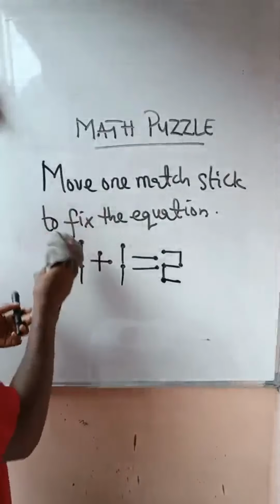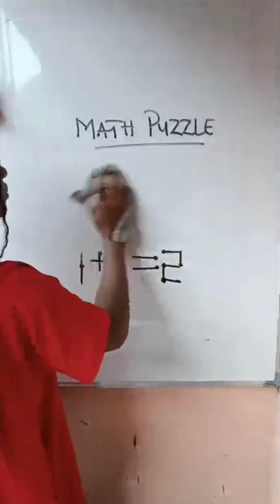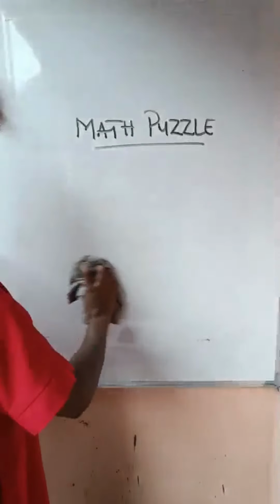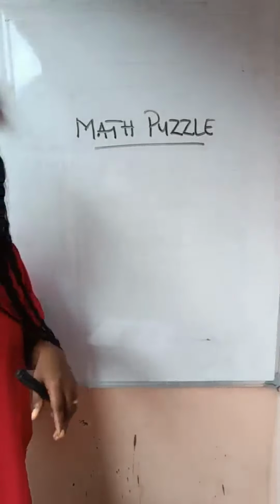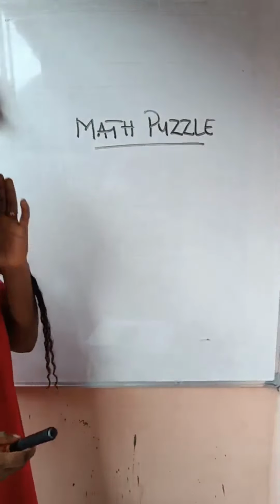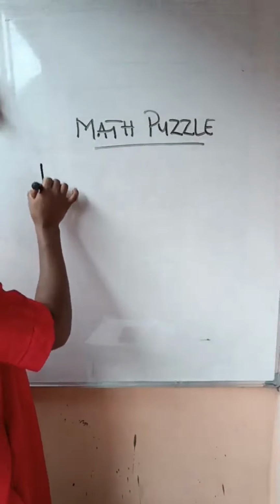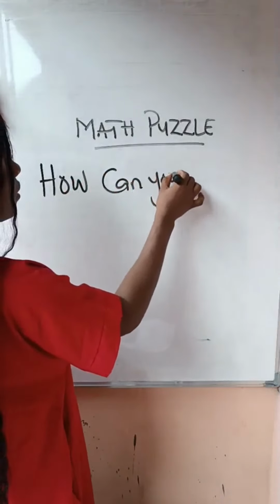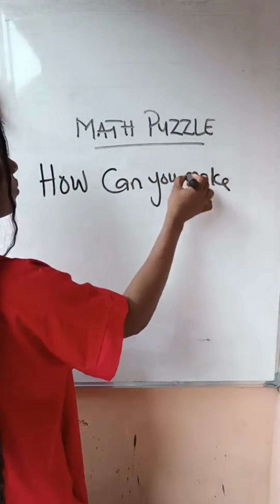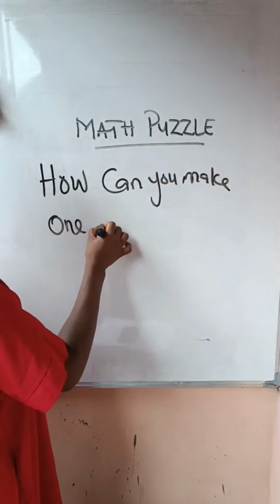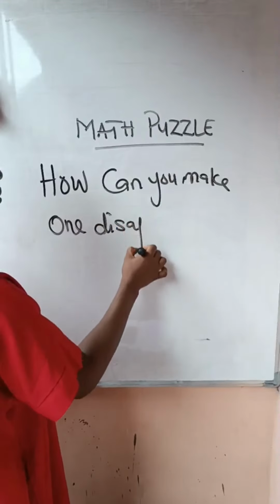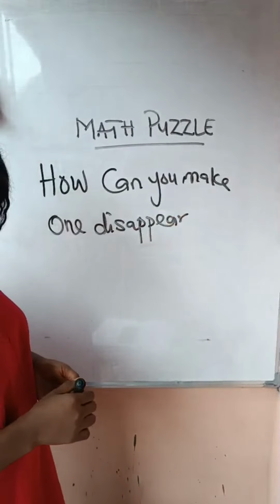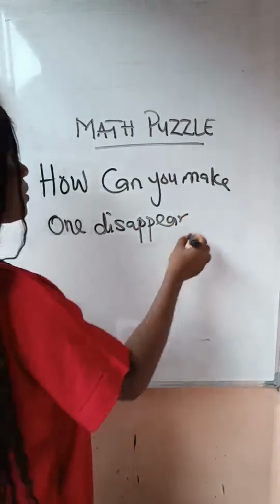So this one is the one I used for my thumbnail. Because I believe some of you joined because you want to know the answer to that. So I owe you that. So let's do it now. It says, how can you make 1 disappear? By adding to it.